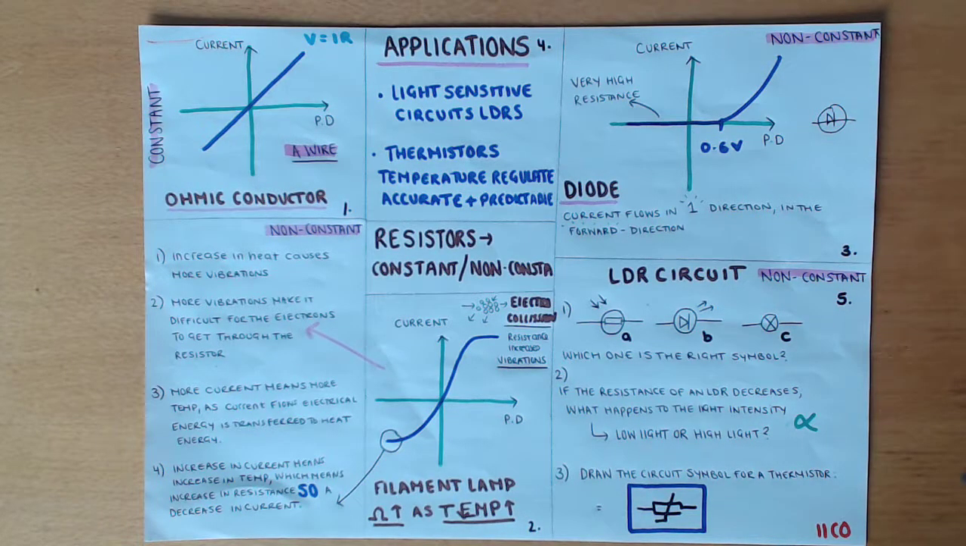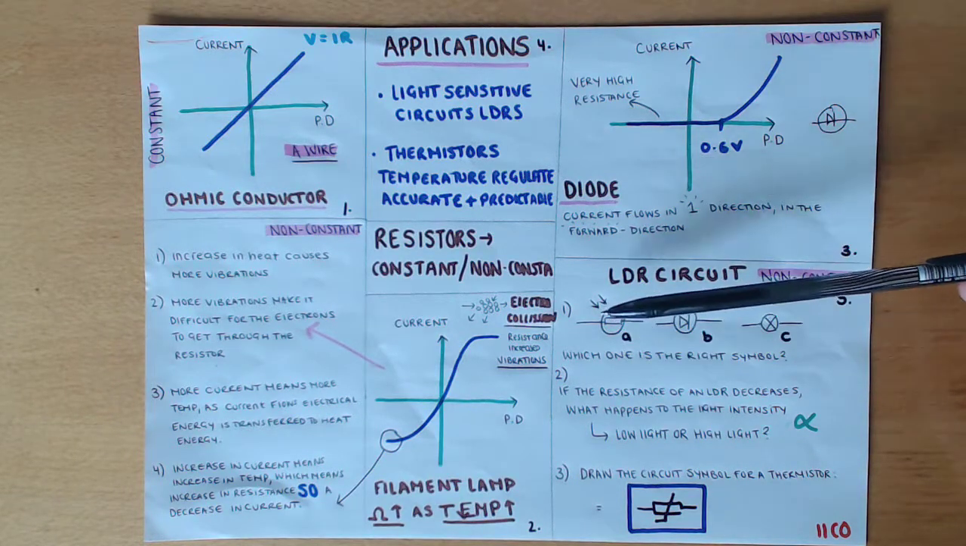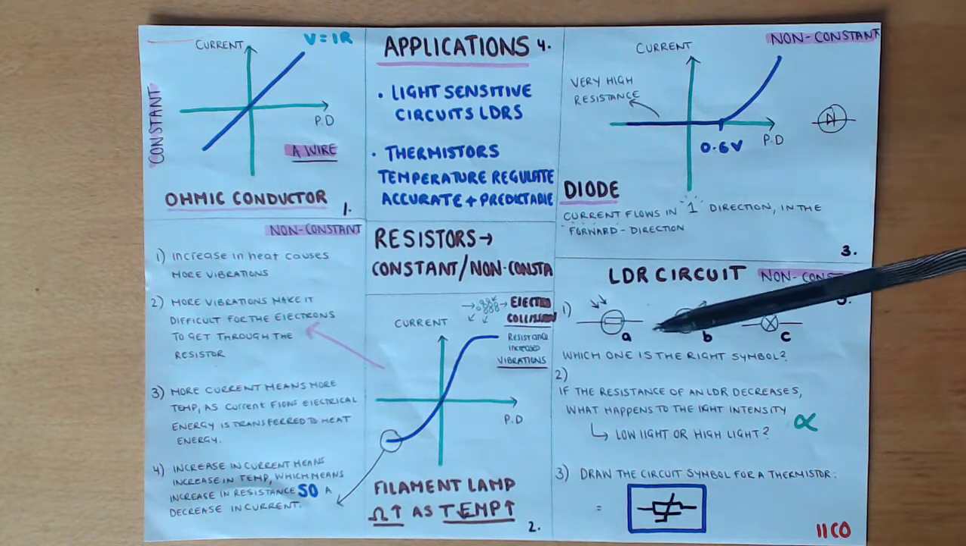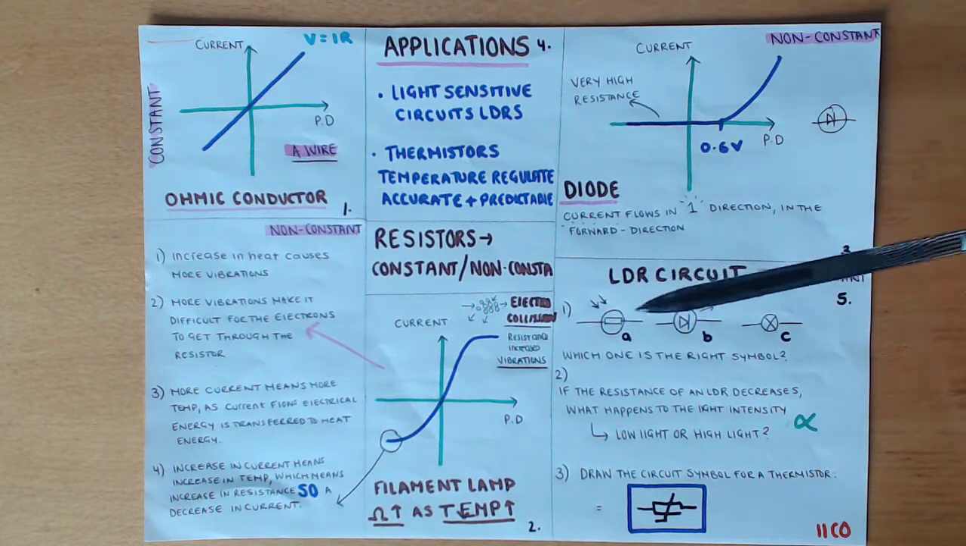Yeah. So I want you to try out these questions. So first of all, what is an LDR circuit? Is it A, B, or C? Okay, hopefully you've unpaused the video now and noted that indeed an LDR is A because it's light dependent. Arrows coming in, remember, depends on the light.